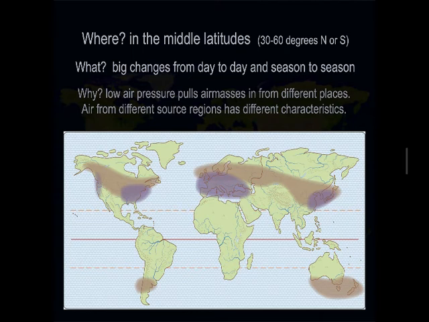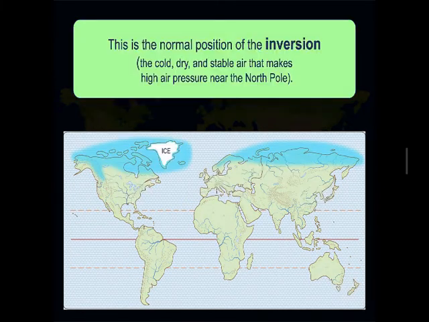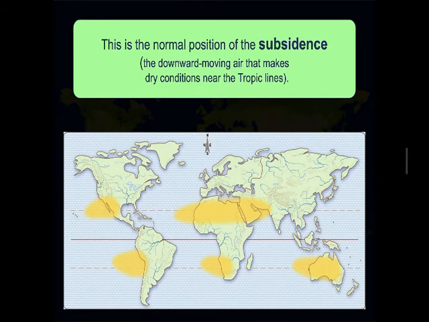Why is this happening? Low air pressure pulls air masses in from different places. Air from different source regions has different characteristics. This is the normal position of the polar inversion, the cold, dry, and stable air that makes high air pressure near the North Pole. The downward moving air makes dry conditions near the tropic lines.